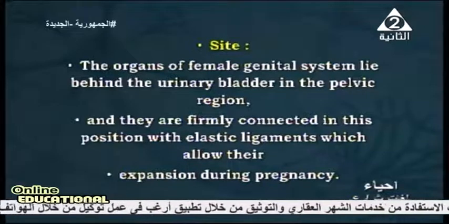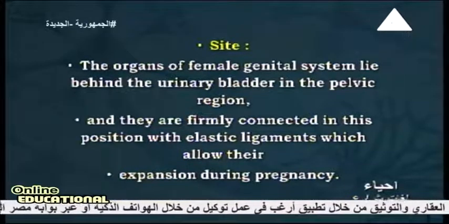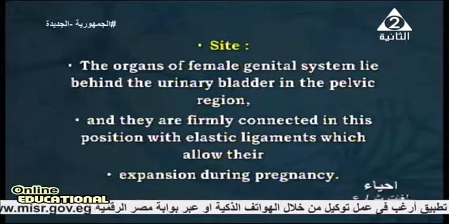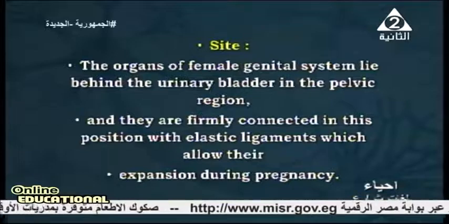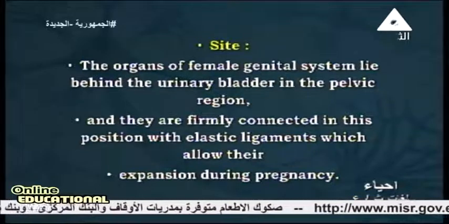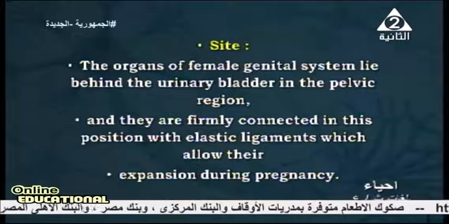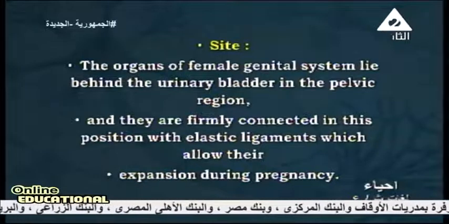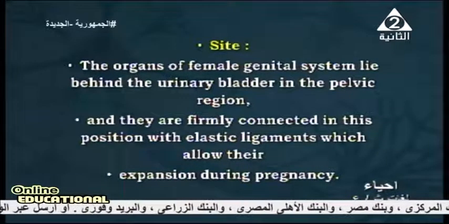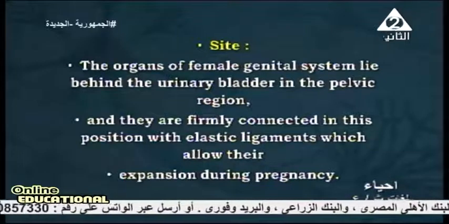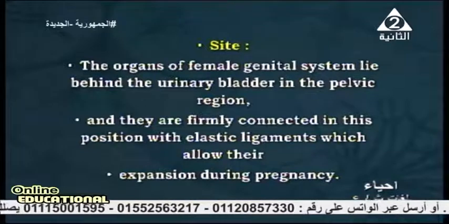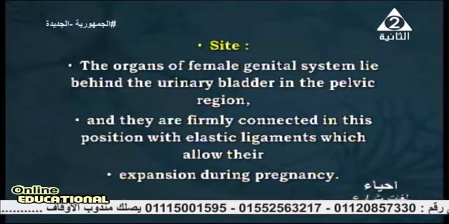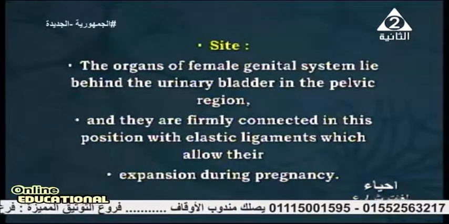This means that the uterus is connected with elastic ligaments. Do you know what is meant by ligaments? Ligaments are a type of tissue that binds the organs together. And this ligament allows the uterus to increase in size and decrease to accommodate the volume of the baby during pregnancy.